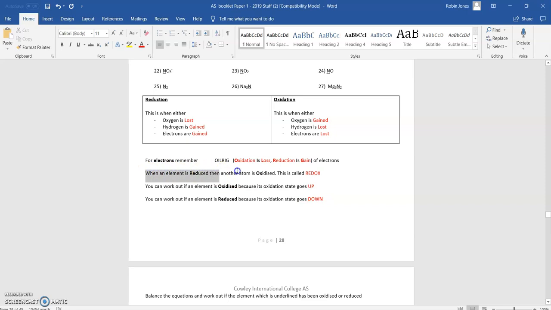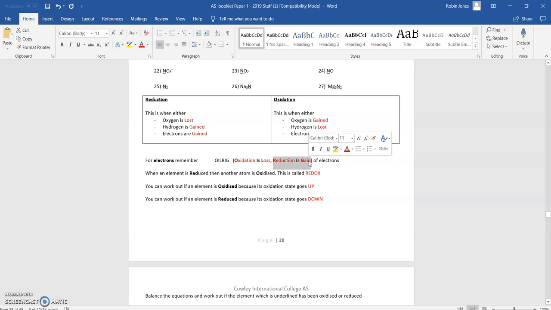Incidentally, you may have heard of something called redox. This basically says when something is reduced, something else in there is oxidized. So when you have reduction, you have oxidation at the same time. That's because reduction is gain of electrons. Well, where do they go to? Something else is oxidized because they lose electrons, and the electrons then are gained by something else.